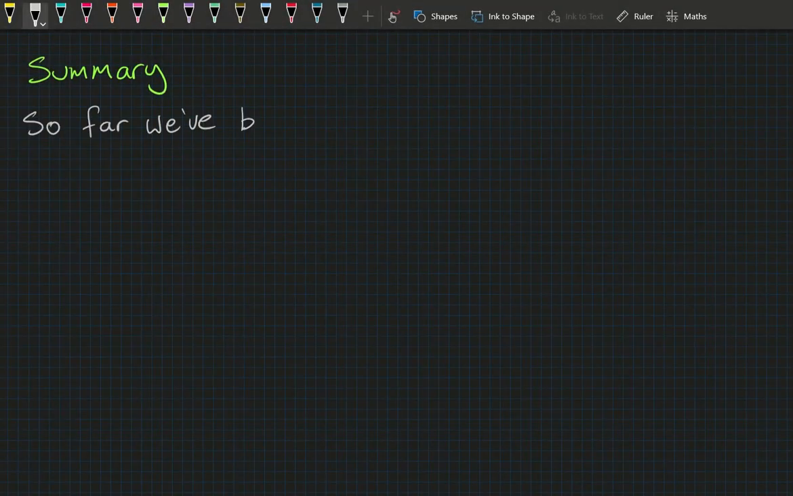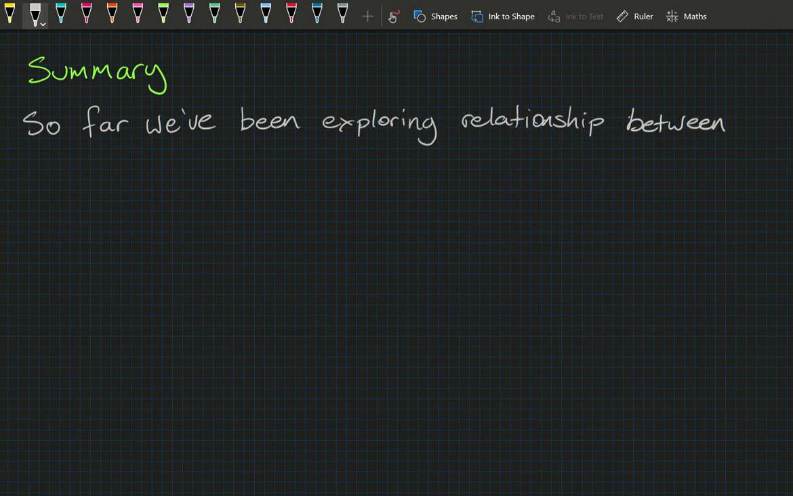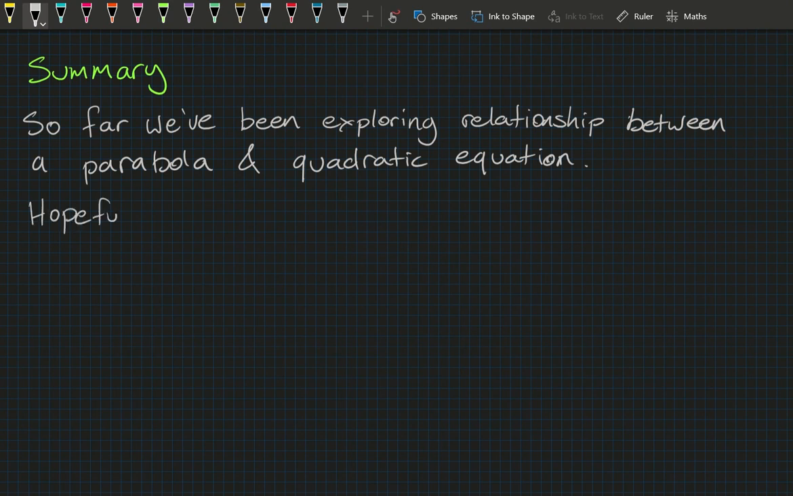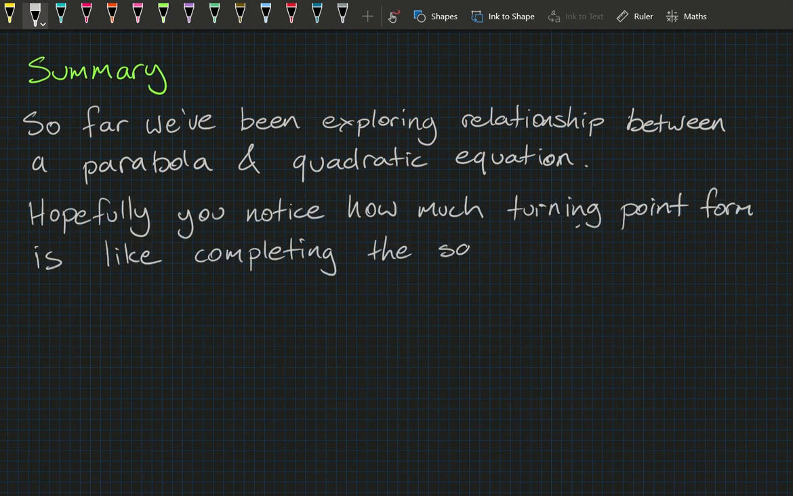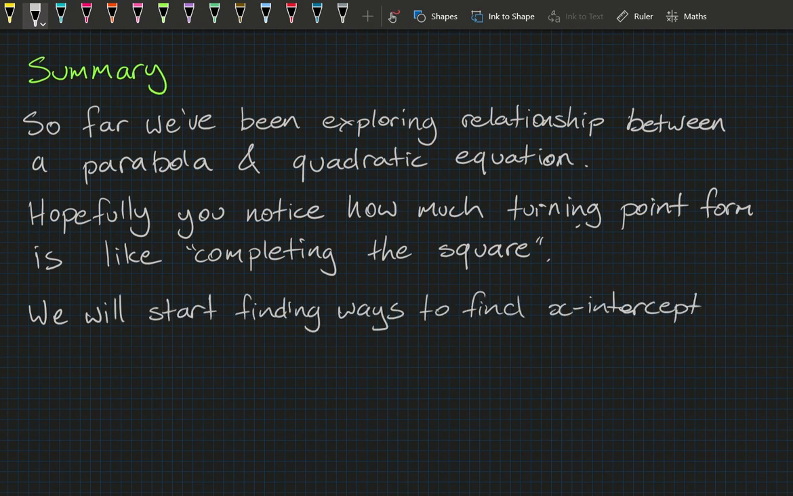So far, we've been exploring parabolas and the relationship with a quadratic equation. And seeing we're always working with a turning point, hopefully you've noticed how much that turning point form is like completing the square. We've discovered a lot of different properties of the parabola, but in the next lesson, we're going to start finding ways to find the x-intercepts.